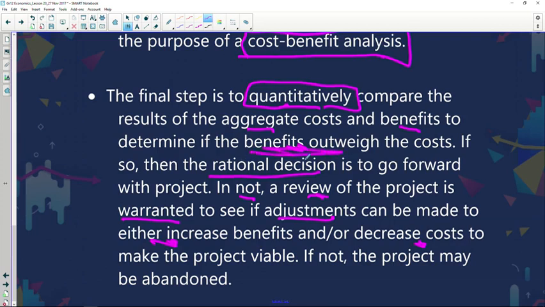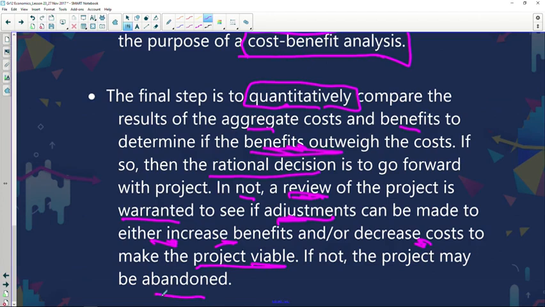So remember, it's important that we now take the aggregate costs and benefits in order to determine if the benefits outweigh the costs. Okay, so I asked this question earlier on, or I said that I did come across this question that said the costs are high, but the benefits do outweigh the cost, and the government decides to carry on with building a project because of the benefits that are associated with the project. So in other instances, they would say, let's have a review of the project and see if we can make certain adjustments in order to increase the benefits or to decrease the costs to make the project viable. If not, the project may be abandoned.